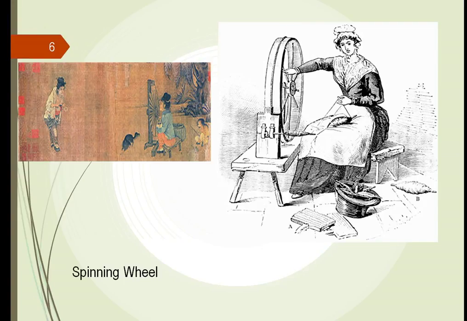The spinning wheel was invented. This allowed us then to take those fibers, twist them together, and make long rolls of yarn, long rolls of string, so that this could be utilized to make other types of clothing.